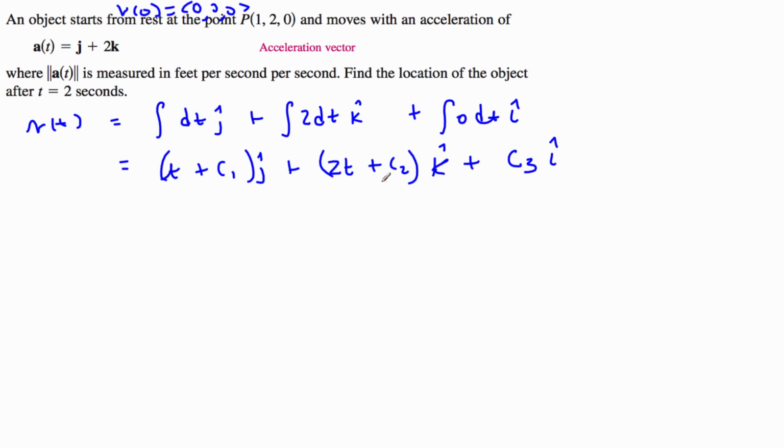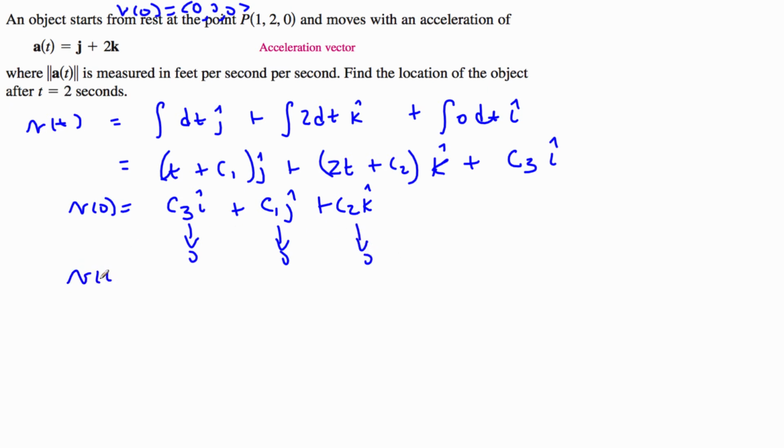So I know the velocity at t equals 0 is 0, 0, 0. So the velocity at 0 is c3i plus, when I plug in 0 here, c1j plus c2k. But it started from rest, which tells me this term is 0, this term is 0, and this term is 0. That doesn't happen very often, but it does in this case. So the velocity vector is tj plus 2tk.